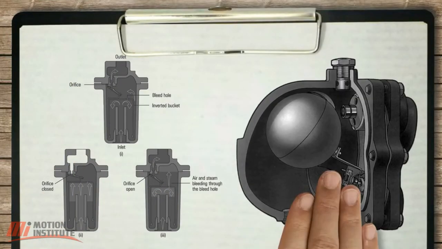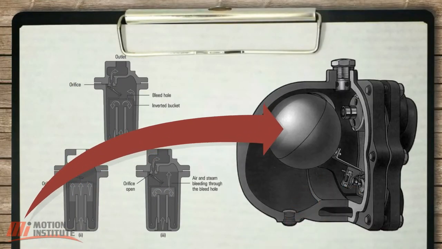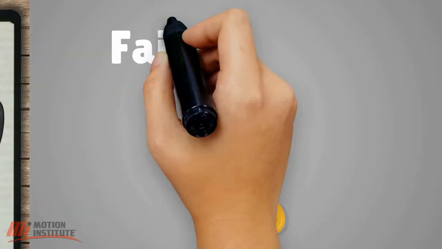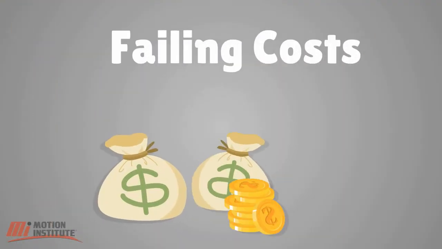Mechanical traps have a float mechanism. This rises and falls in relation to the condensate level, and it usually has a mechanical linkage attached to it that opens and closes the valve. Mechanical traps operate in direct relationship to condensate levels present in the body of the steam trap. Even though there are many different types of steam traps, they all accomplish the same goal. But when they fail, they cost you money.